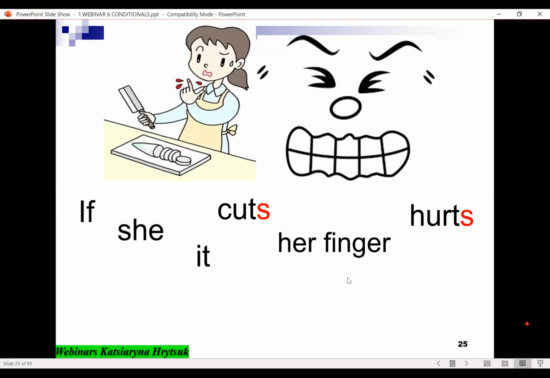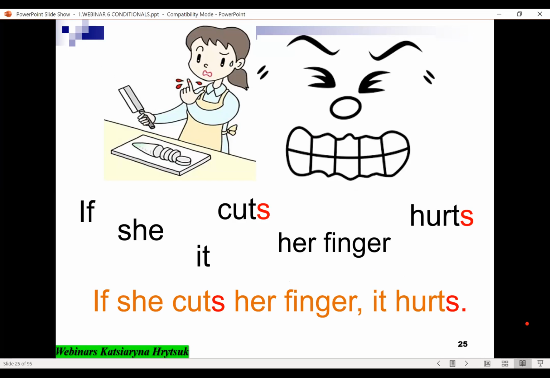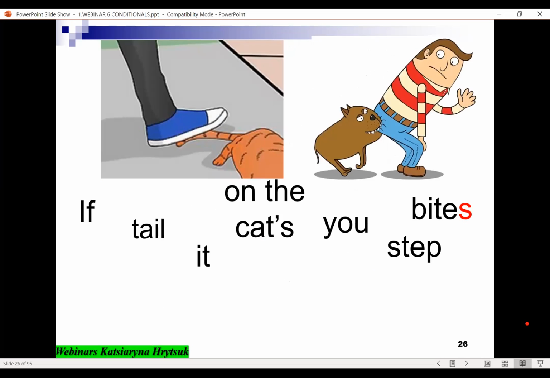Okay, Olivier. We cannot hear you because you're on mute. Sorry, I'm here. If she cuts her finger, it hurts. Bravo. If she cuts her finger, it hurts. And the last one. I was choosing pictures. I spent more time choosing the pictures than typing the words. Natalie, please.